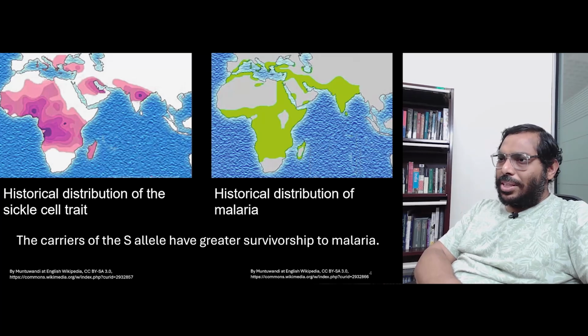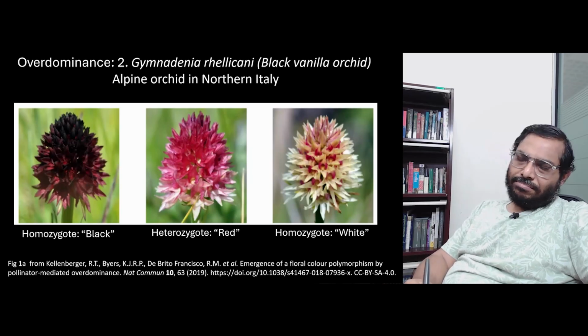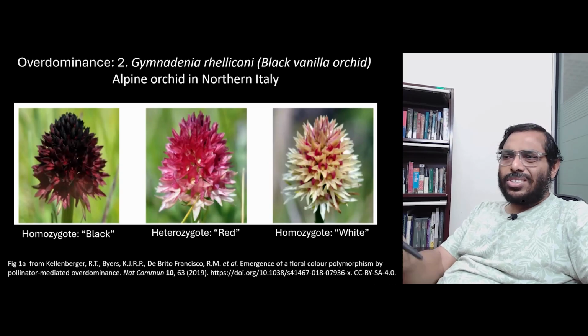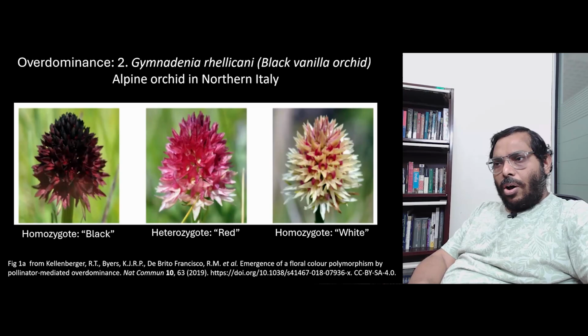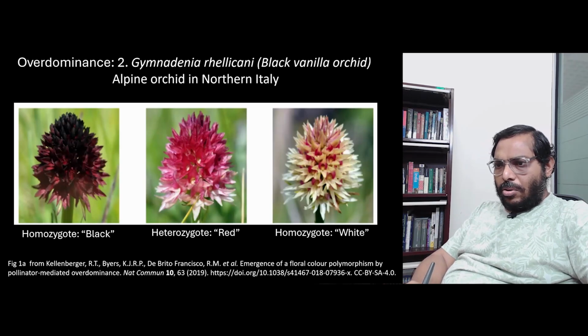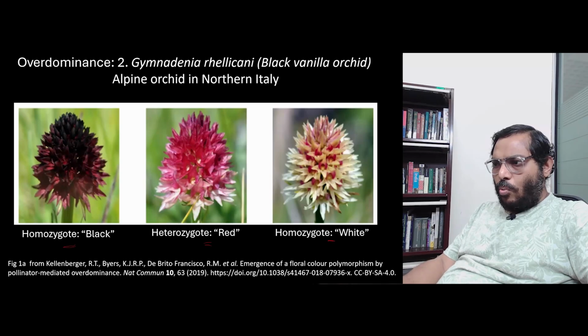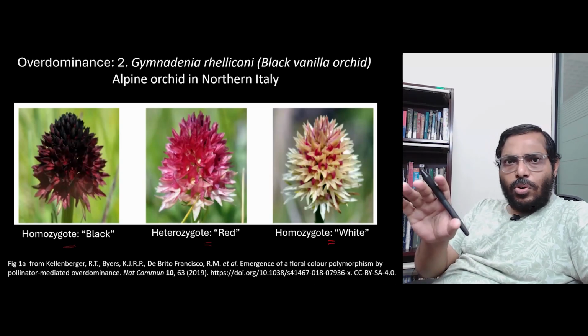So, this is a well known example. I will give you one more example which is again very interesting. This is related to this flower known as black vanilla orchid, Gymnadenia rhellicani. Quite a tongue twister, but we will just call it the black vanilla orchid. The flower of this orchid you can find in all kinds of shades, but three major shades are what I am showing you over here, so called black, so called red and so called white. Now, it is very interesting, why exactly do we have this?